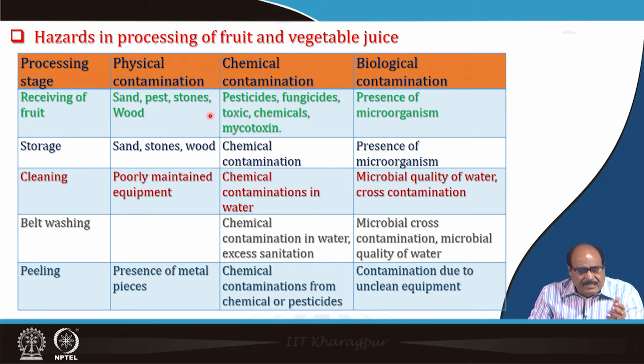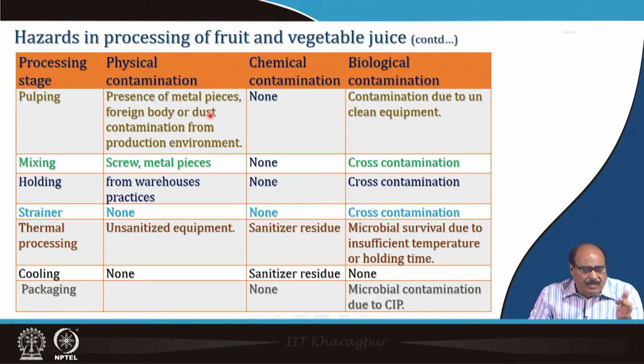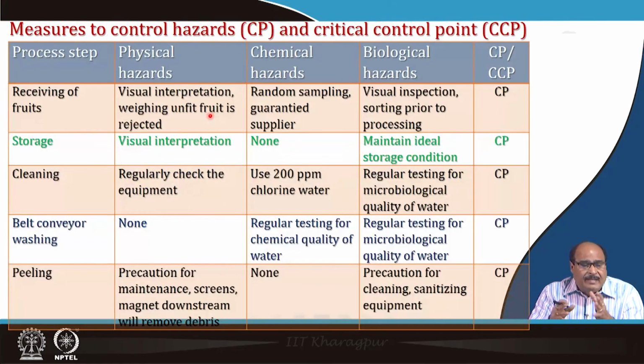Similarly, at each and every stage, like pulping, mixing, holding, or thermal processing, as I told you, there may be physical contamination from unsanitized equipment, chemical contamination from sanitizer residue, or biological contamination from microbial survivors due to insufficient temperature or holding time. Packaging is similar. So, these are the various stages and sources from which different contamination and hazards may come, and accordingly in this table I give the various measures that should be taken to control these hazards.